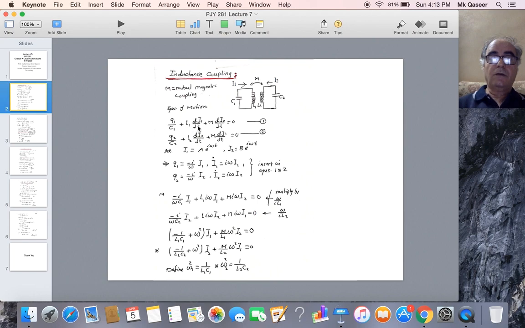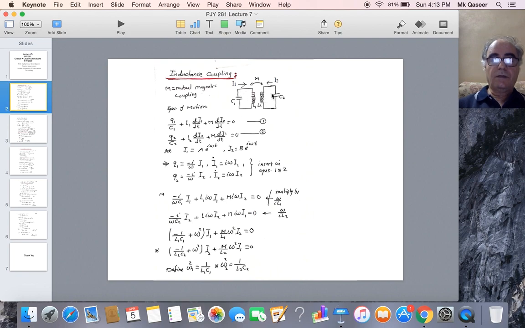Q1 over C1 plus the potential across the inductor L1 dI1 by dt plus the electromotive force due to the variation of the magnetic flux coming from circuit 2 on circuit 1, which is M dI2 by dt. This is equal to 0. M is the mutual inductance. This is a magnetic coupling.